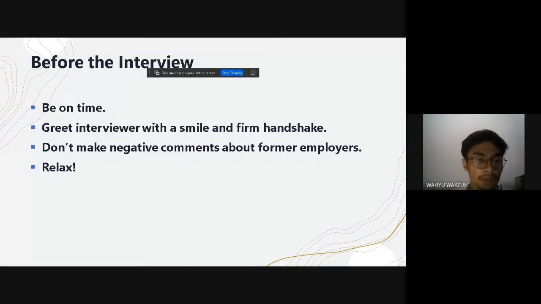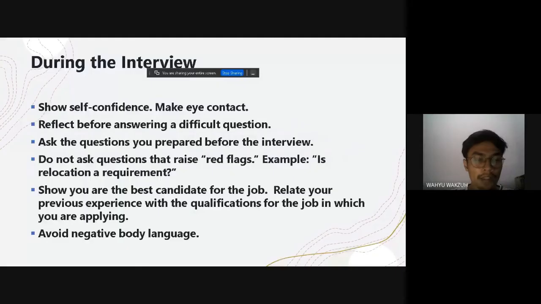During the interview, you need to show yourself confident and make eye contact. Reflect before answering a difficult question. Ask the questions you prepared before the interview. Do not ask a question that raises a red flag, for example, is relocation a requirement? So you are the best candidate for the job.